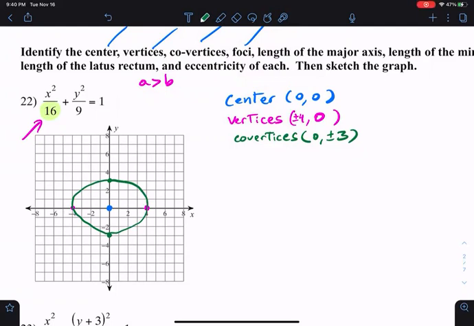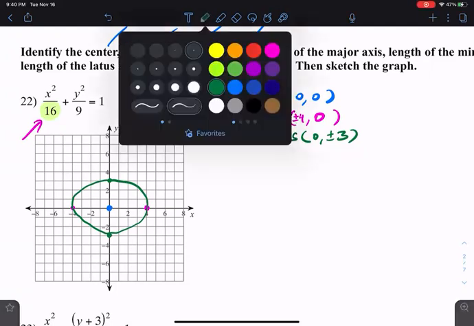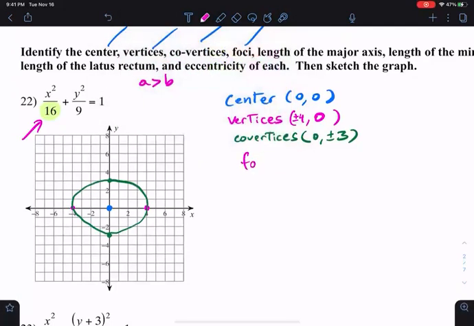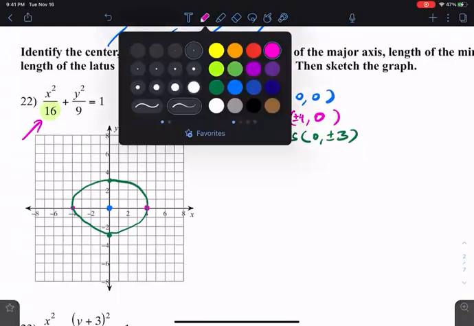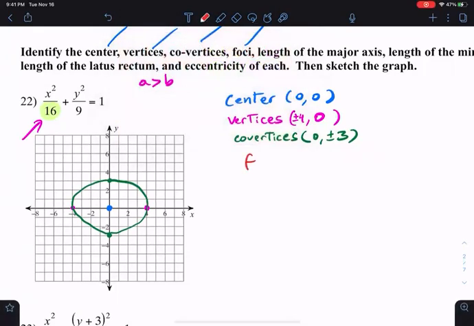Now, I found the center, right? The vertices. Now I need to find the foci. You know that the foci are in the direction of the major axis, right? What is the major axis here? The major axis here is the X, right? So this is going to be 0 on the Y. So I need to find the foci.